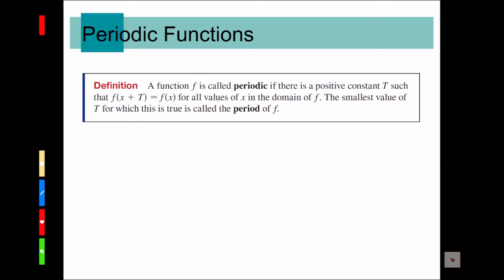Periodic functions are basically functions that repeat over time. So if you were to look at the graph of a periodic function, it would simply look like copies of the same function over and over and over again along the horizontal axis.